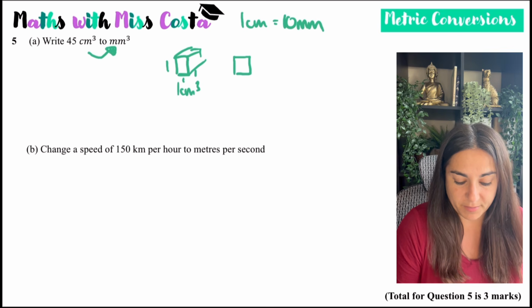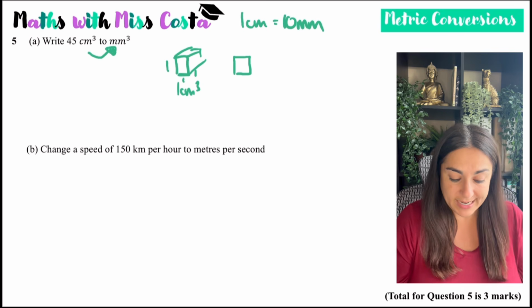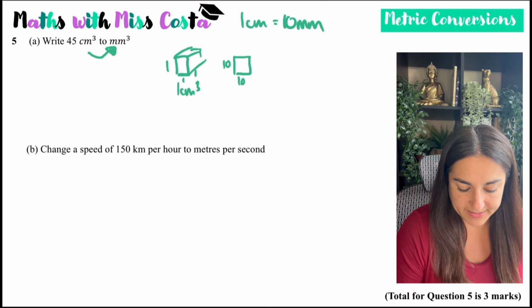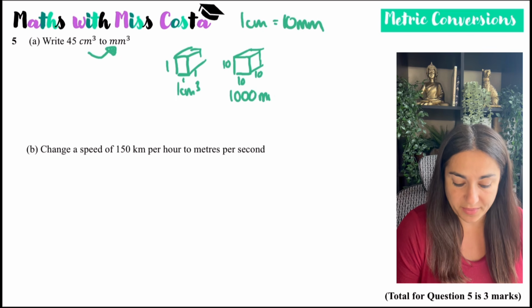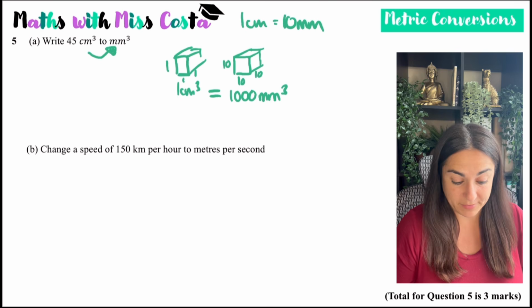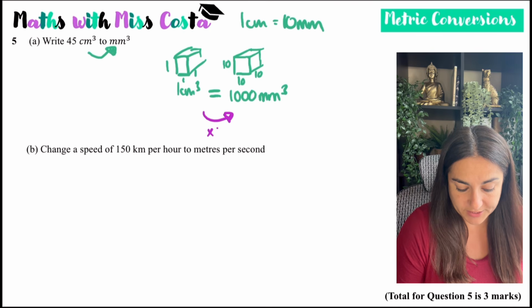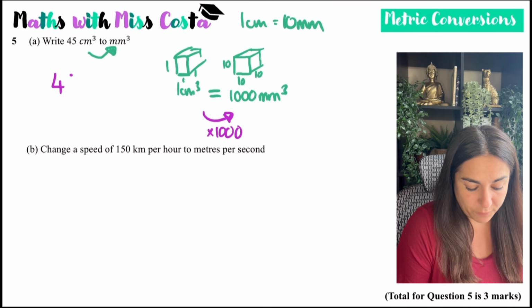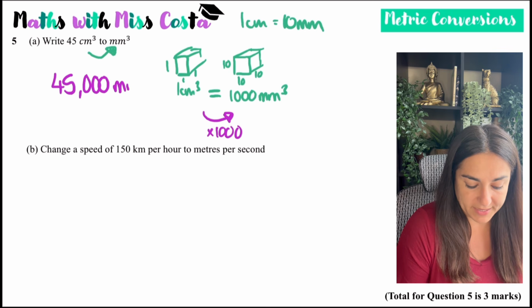But if I convert my centimeters to millimeters, that same 1 centimeter cubed has each side 10 millimeters long. So if I have a cube with side length 10 millimeters, the volume is 10 times 10 times 10, which is 1,000 millimeters cubed. So 1 centimeter cubed is actually 1,000 millimeters cubed. Therefore, to turn centimeters cubed to millimeters cubed, I need to multiply by 1,000. So 45 centimeters cubed is 45,000 millimeters cubed.